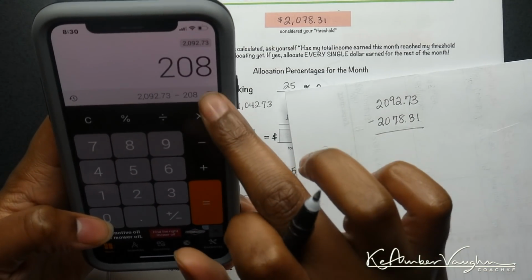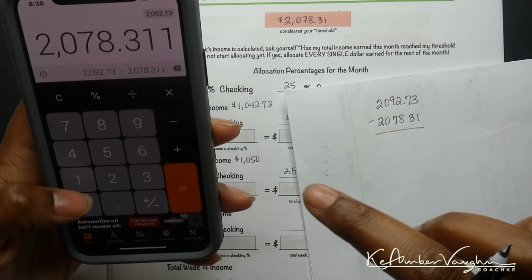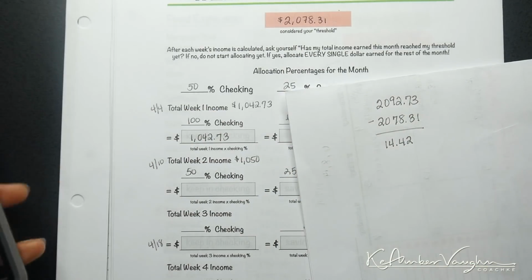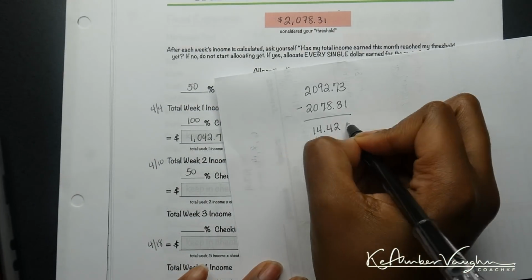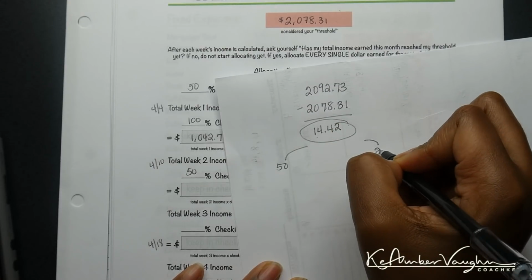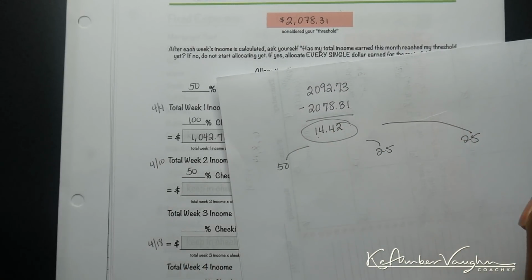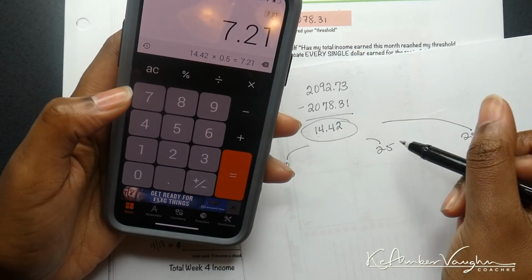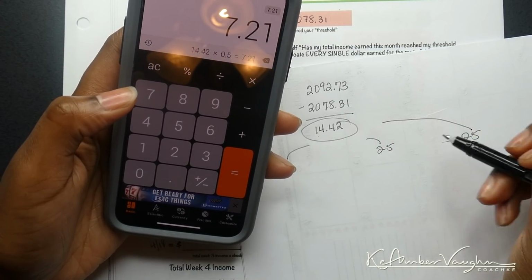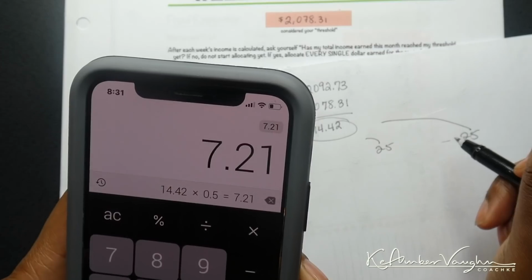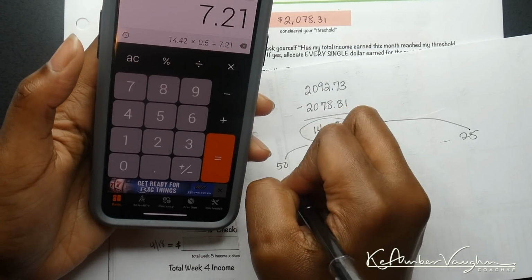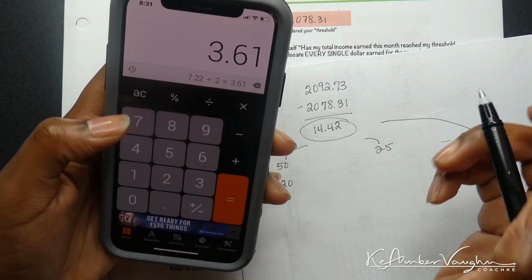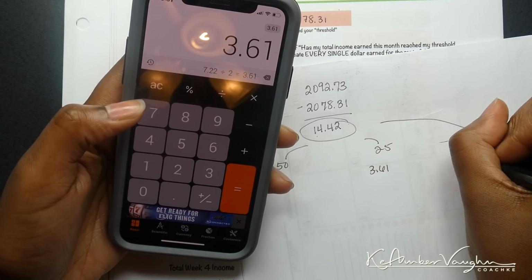So we're going to subtract, and let me make sure I get my numbers right this time. 7831. So we have $14.42 that we need to allocate. Okay, so this is what we're going to split: 50, 25, and 25. If we split this in half, we have 721, but we need this to be an even number because this also is going to be 50%, and we need that 50% to be divisible by 2. So we're just going to do 720, which means that this is going to be 722. So we got 361 and 361.